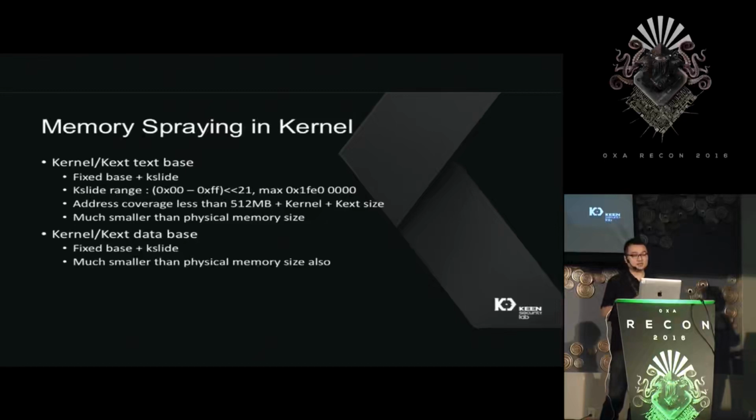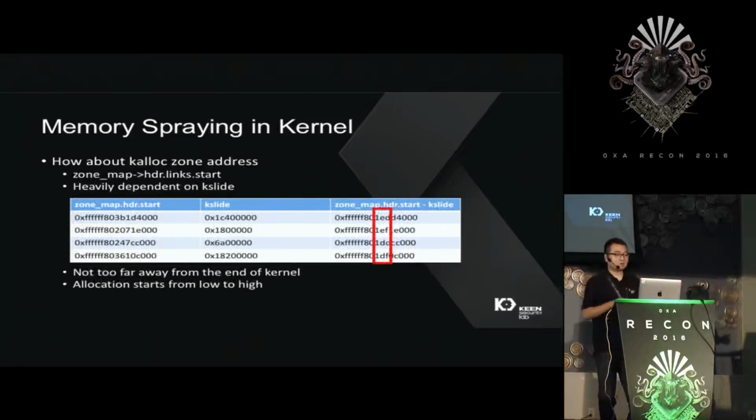So this range is much smaller than the current physical memory size. Another is the kernel data base, which is very likely similar to the text base. We also found that when you do kalloc allocation, the start of that address can be found at zone_map.hdr.links.start. We tried to unslide that address upon each boot, and based on our statistics, the unslid value of that address is very close.